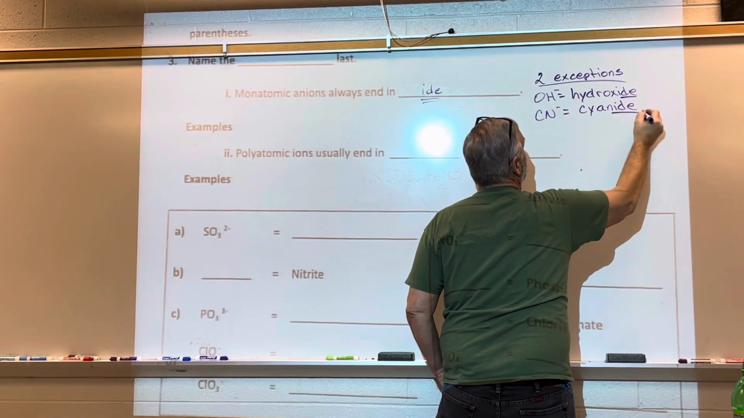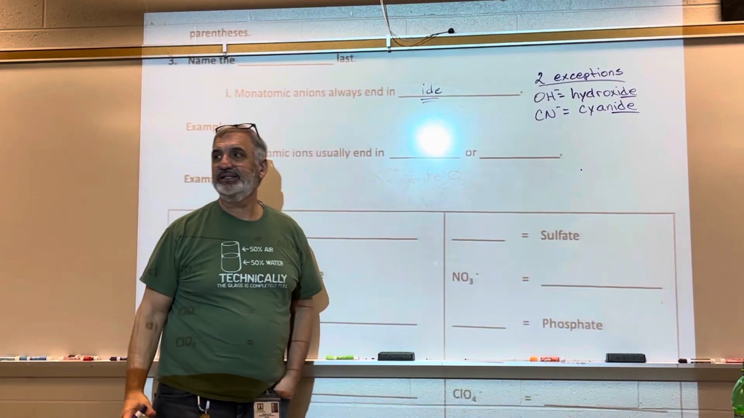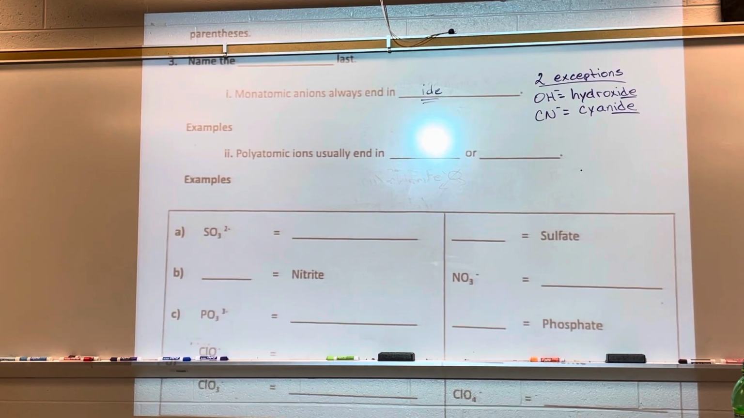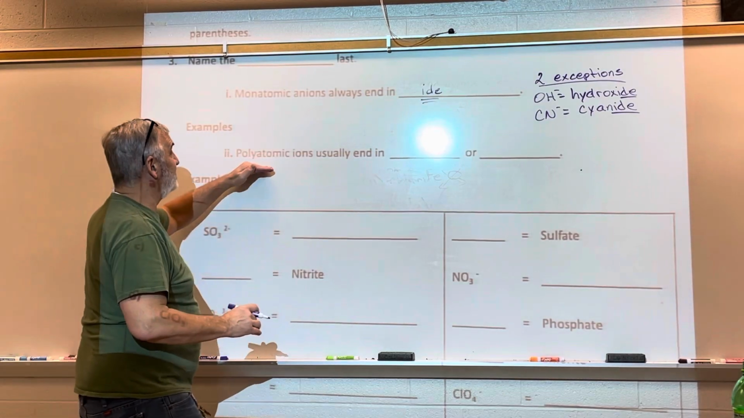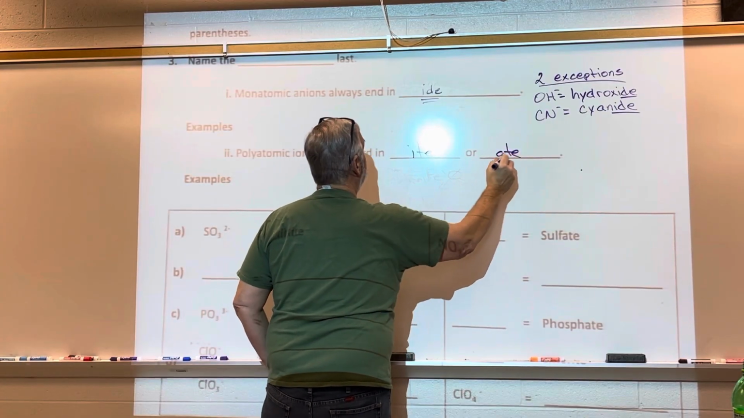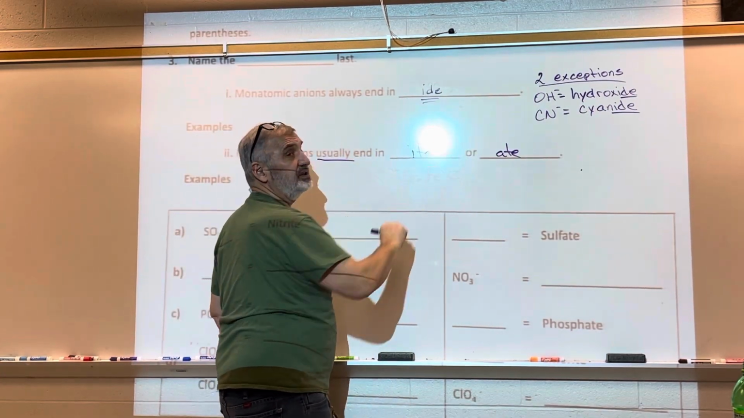Now these end in IDE, but they're not monatomic. You'll still have the names of them on your chart, but they're the only two that I know of that end in IDE but are not monatomic. All monatomic ions end in IDE. So if it's just N, it'd be nitride. If it's just F, it's fluoride. Just O, it's oxide. Just S, it's sulfide. Now, polyatomic ions are usually going to end in ite or ate. Notice we say usually because of those two exceptions.